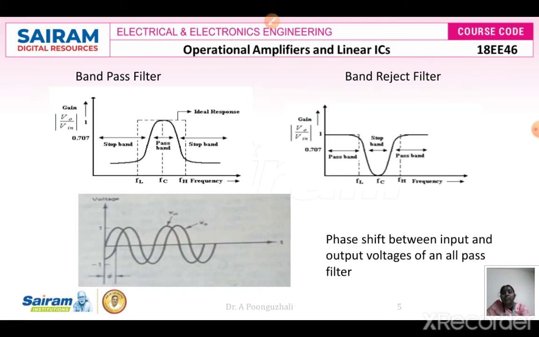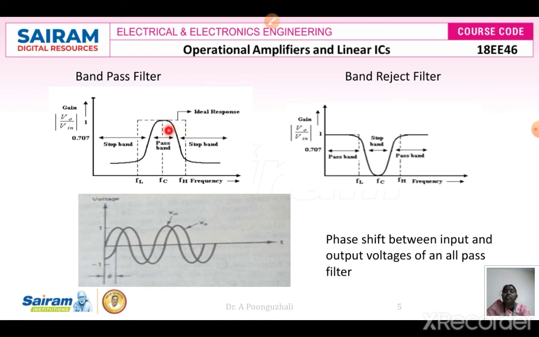Next filter is your band pass. Band pass, as the name itself tells, is going to allow a band of frequencies. A band of frequencies means from FL to FH. From the lower cutoff frequency to the upper cutoff frequency, my filter will allow this range of frequencies. So this is going to be called your pass band. During this period, my gain is going to be constant.